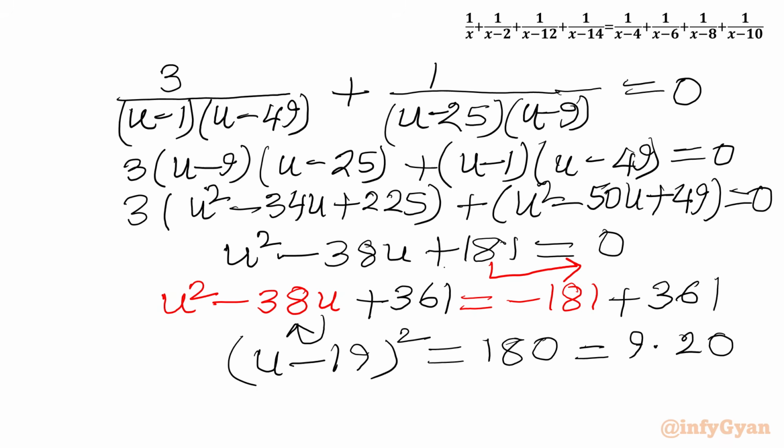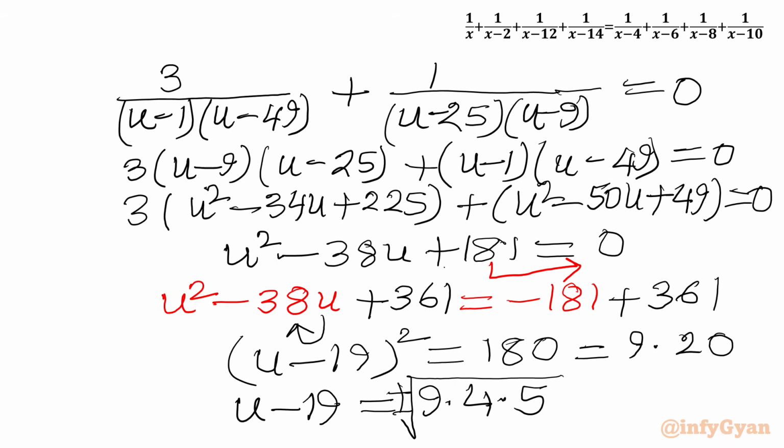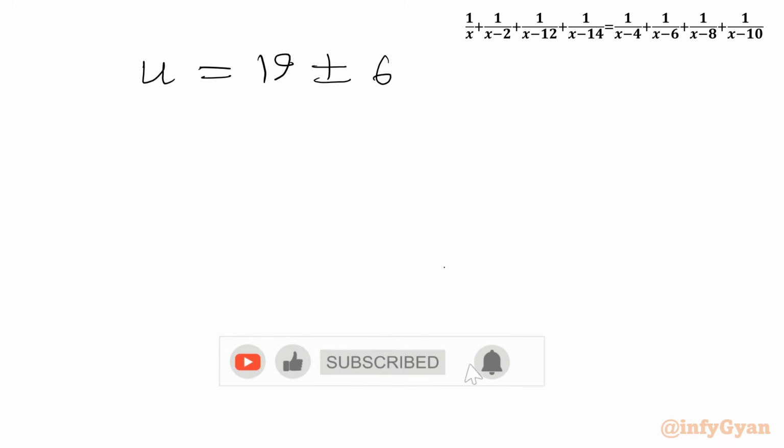Now we will take a square root both sides. So u minus 19 will become, we'll write 9 times 4 times 5 with a square root with plus minus sign. Now 9 4s are 36, square root 36 is 6, so we can write plus minus 6 square root 5. Now we will add 19 to both sides. So u will become 19 plus minus 6 root 5. So I will write u equal to 19 plus minus 6 square root 5.